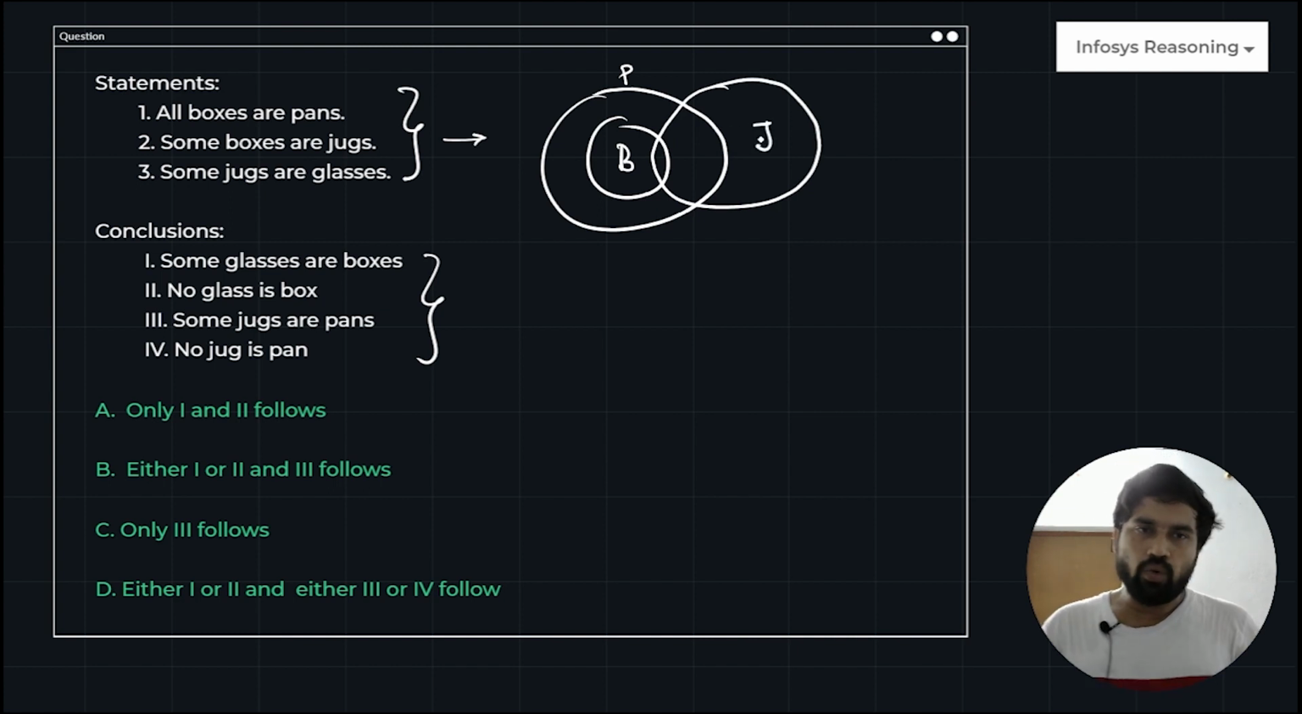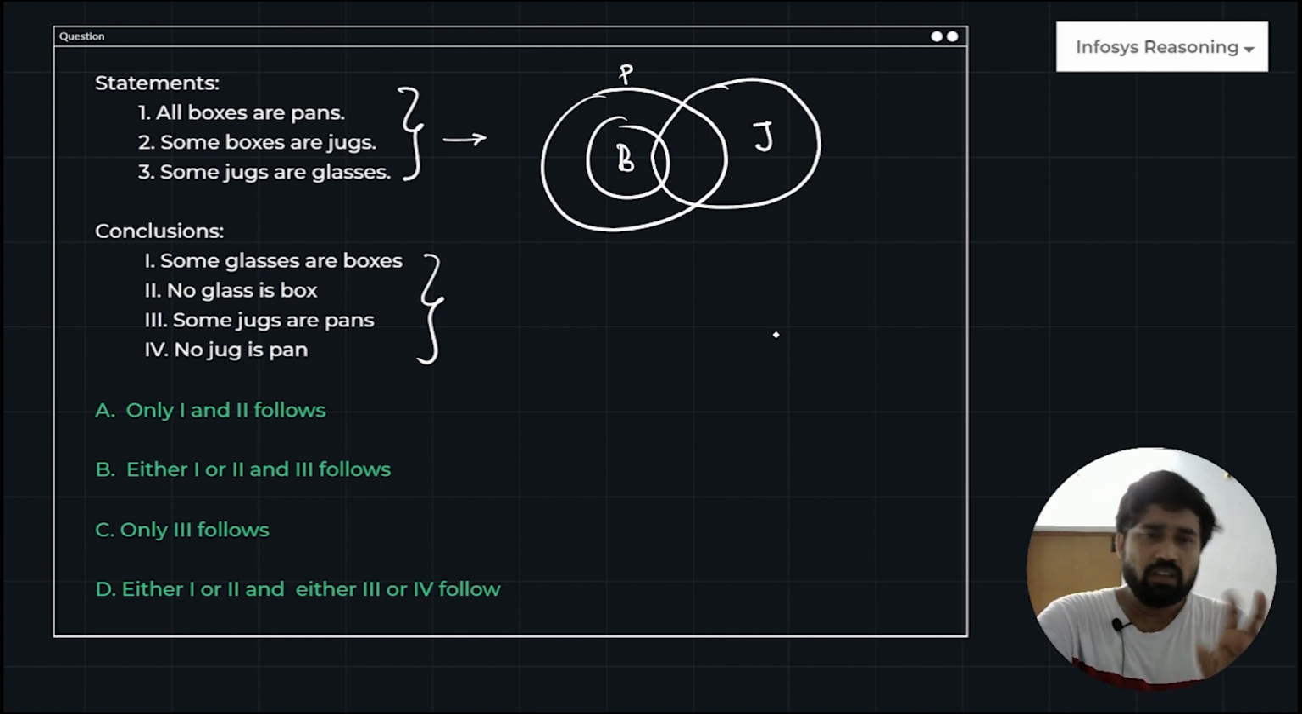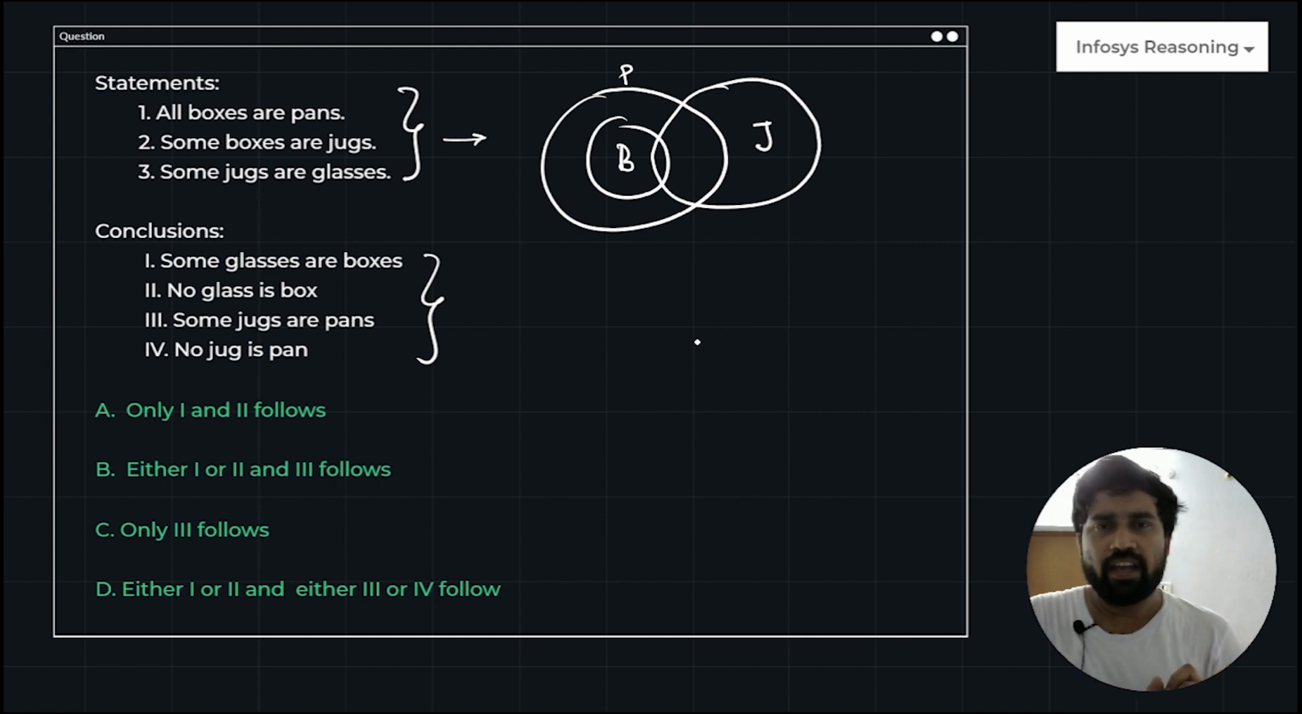So in order to intersect B set and J set, by default P set got intersected, but it is not intentionally designed. This is what we have to understand. While I am going for individual statements, sometimes by default some sets get intersected, but it is not an intentionally drawn picture. This is what you have to take care of while you are drawing the logical Venn diagram.